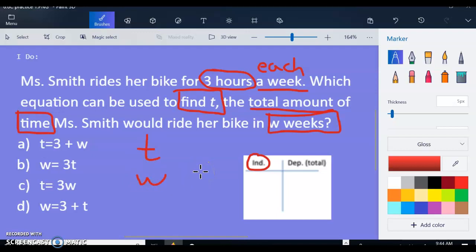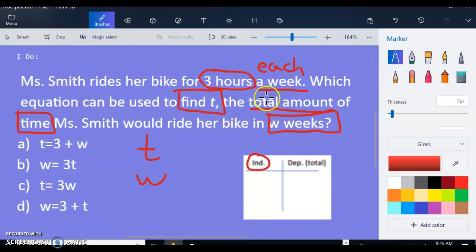So now that we know our two variables, we are going to have to find out which of the variables are going to be attached with the value being the 3 hours for each week. So let's go back to our question. It says which equation can be used to find t, the total amount of time Miss Smith will ride her bike in W weeks.